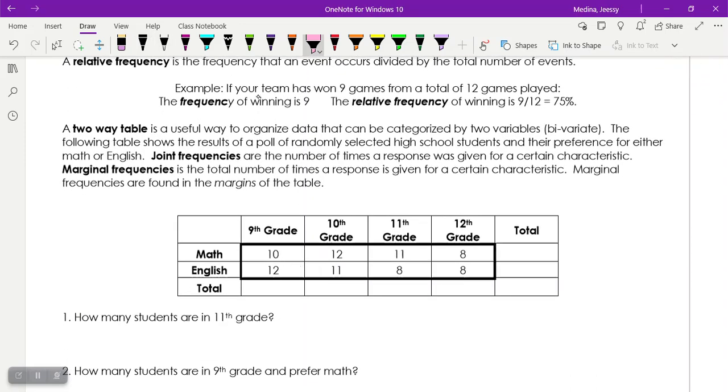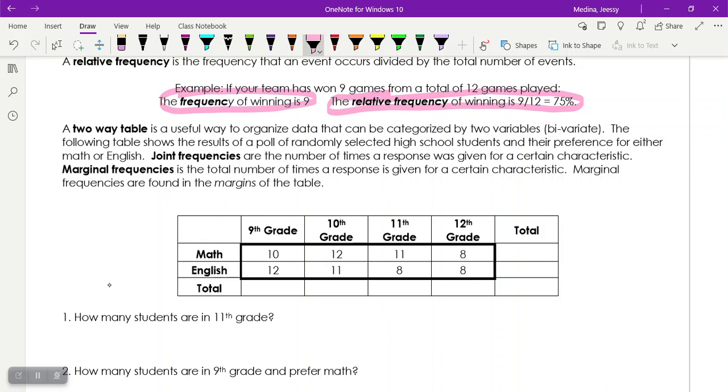It tells you, for example, if your team won 9 games from a total of 12 games played, then the frequency of winning is 9, but the relative frequency would be 75% because you have to do 9 out of 12. So that's the difference between a frequency question versus a relative frequency question.